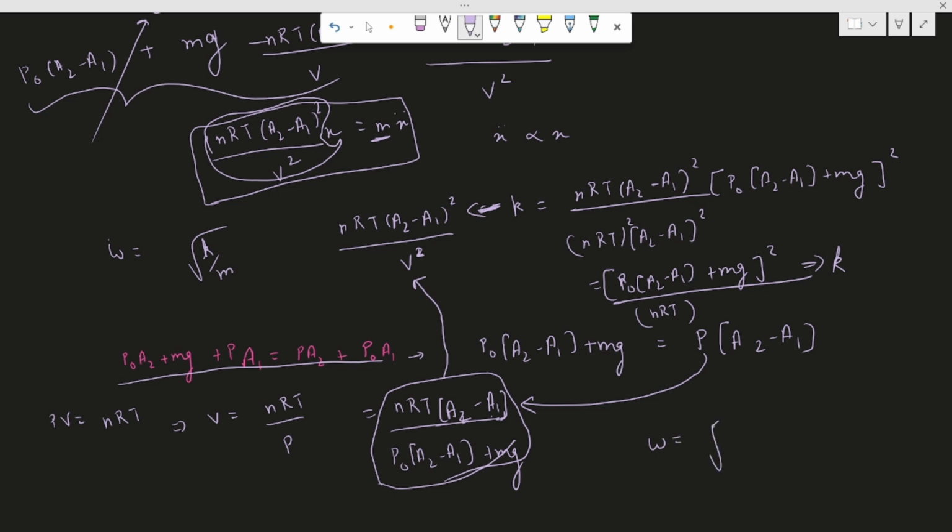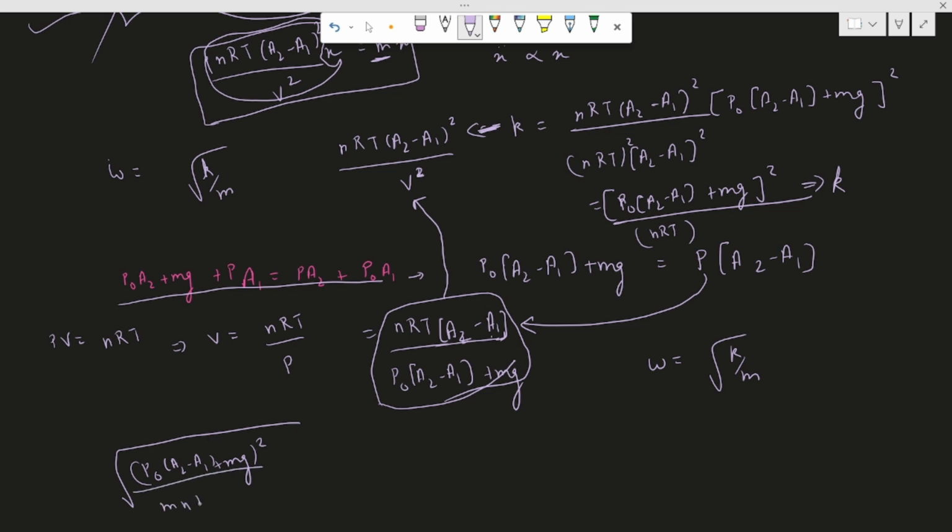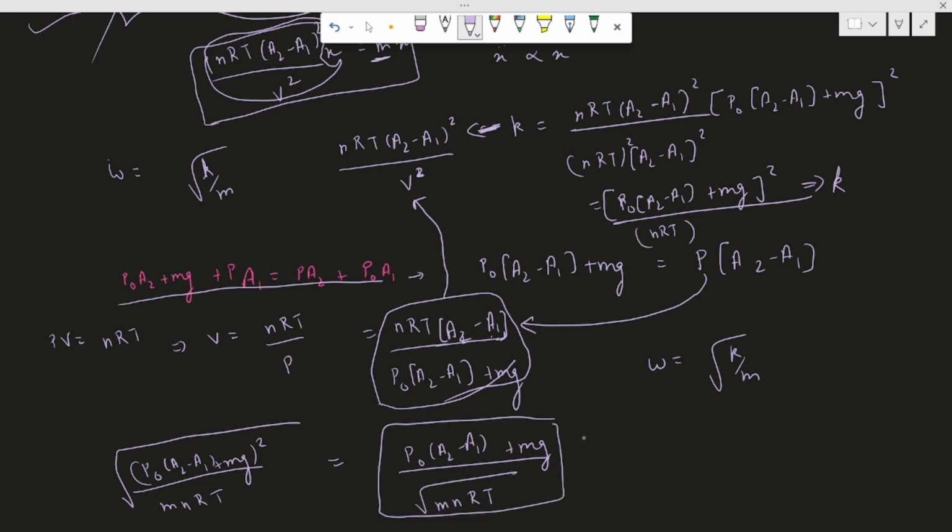So omega equal to under root k by m. Putting the value of k and m, what we will get is (P naught (A2 minus A1) plus mg) whole square by m nRT, equal to (P naught (A2 minus A1) plus mg) by under root m nRT. This is our final answer.